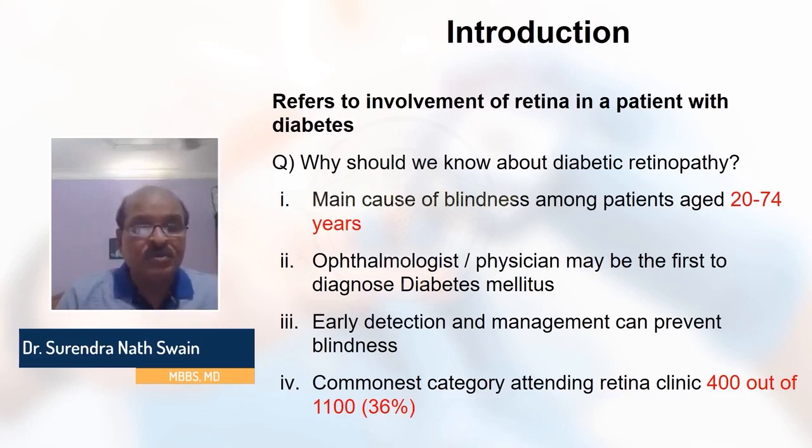Most people with different presentations of diabetes symptoms are first seen by the physician, then sent to the ophthalmologist for a routine eye checkup, and diabetic retinopathy is found in some patients. So early detection and management of diabetic retinopathy can prevent blindness. The commonest category attending the retina clinic is around 36%: out of 1100, 400 are due to diabetic retinopathy.